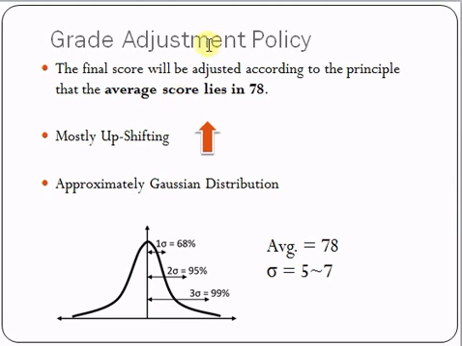Our gradings will be adjusted. The average should be 78, and the standard deviation will be adjusted accordingly. But do not worry, most people will gain from this policy.